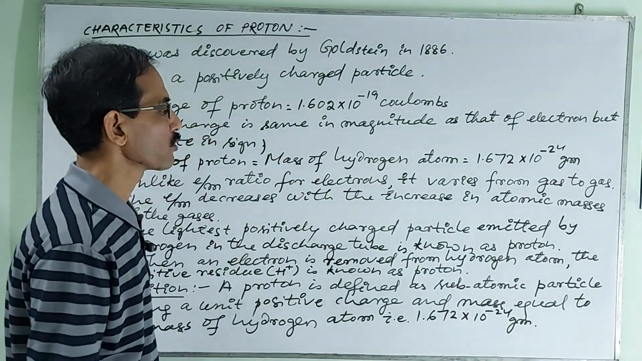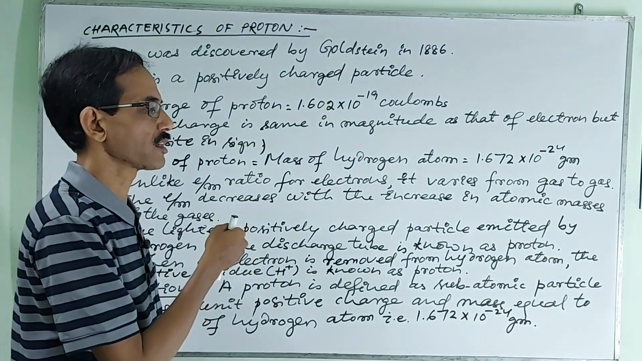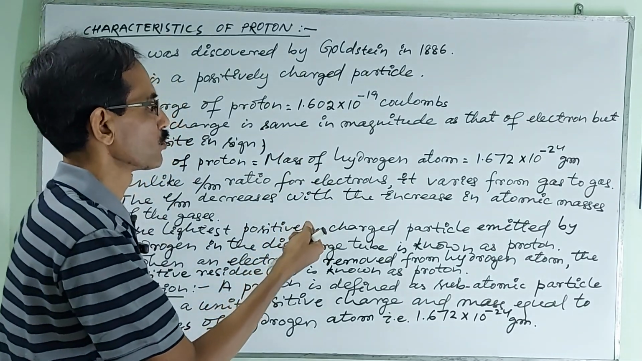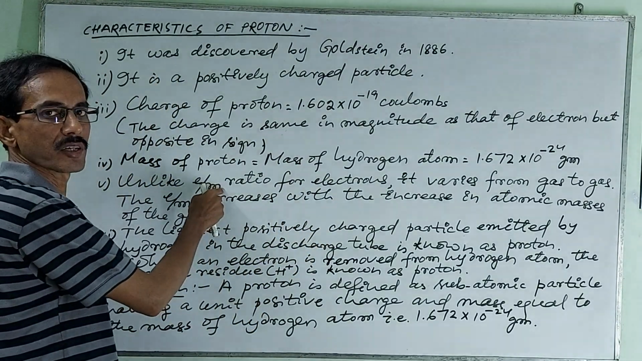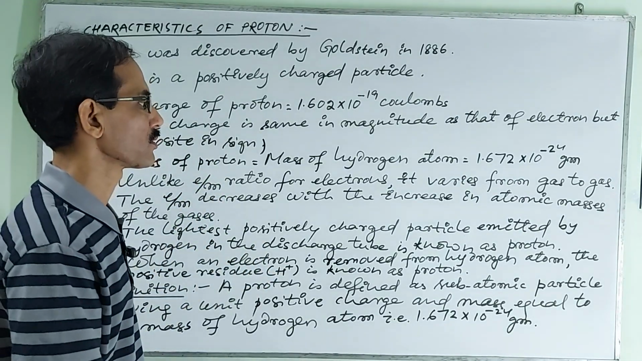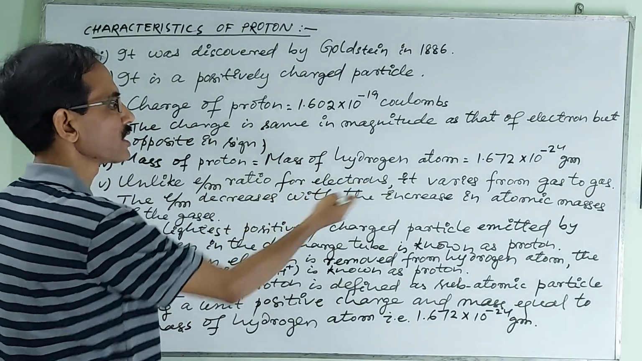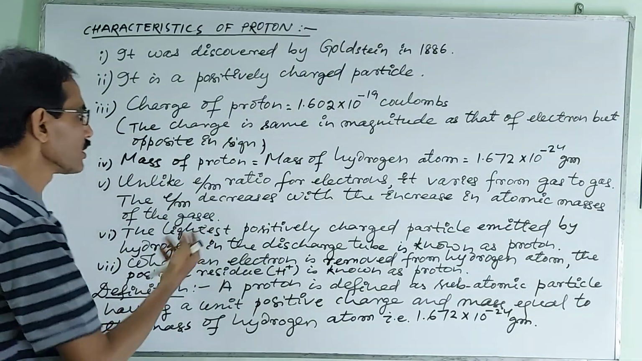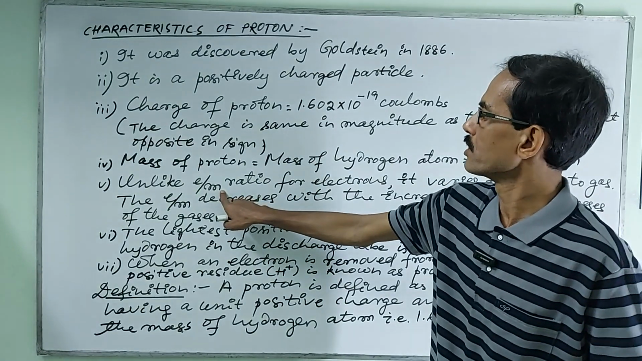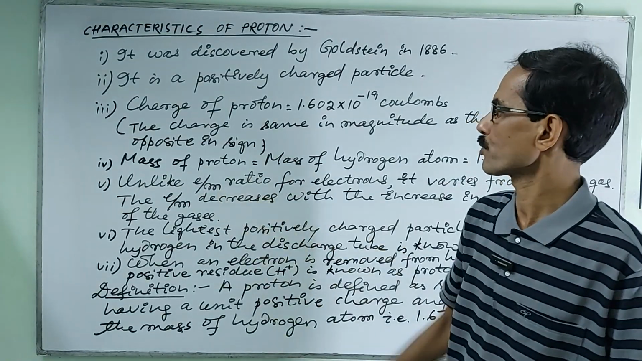Why? Because whenever you take different gases in the discharge tube, the mass of the anode ray particles varies from gas to gas. So m varies. When m varies, the e/m ratio also varies. So the e/m ratio decreases with an increase in the atomic mass of the gases. Why? Because the denominator increases, so the numerator divided by the denominator will decrease.